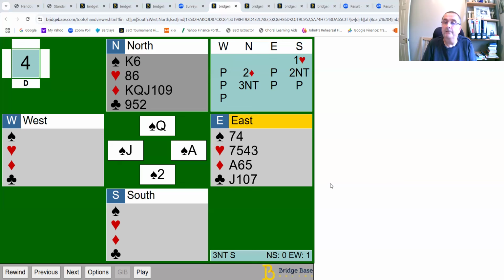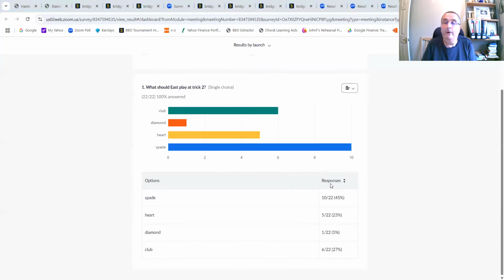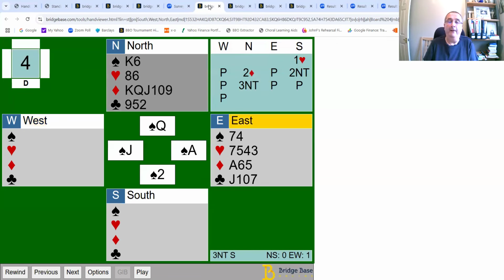Have a look at the results. We've got 45% going for a spade, 27% for a club, 23% for a heart, and 1 person went for a diamond. Let's see what we think about it.